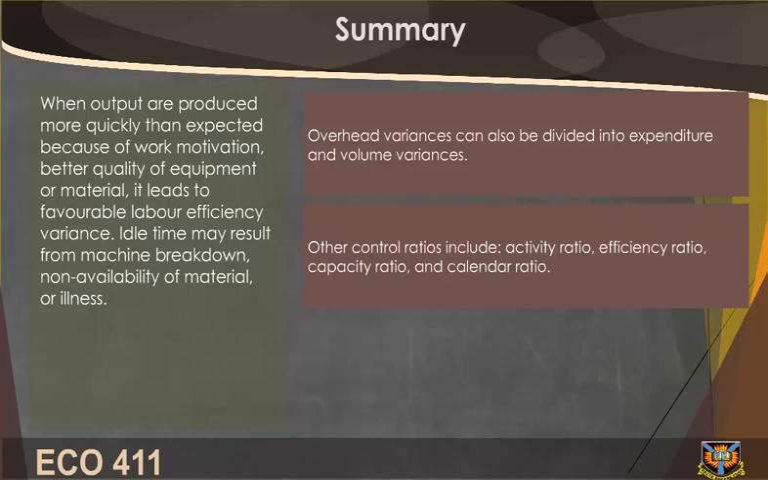When output is produced more quickly than expected because of work motivation, better quality of equipment or material, it leads to favorable labor efficiency variance. Idle time may result from machine breakdown, non-availability of material, or illness. Overhead variances can also be divided into expenditure and volume variances. Other control ratios include activity ratio, efficiency ratio, capacity ratio, and calendar ratio.